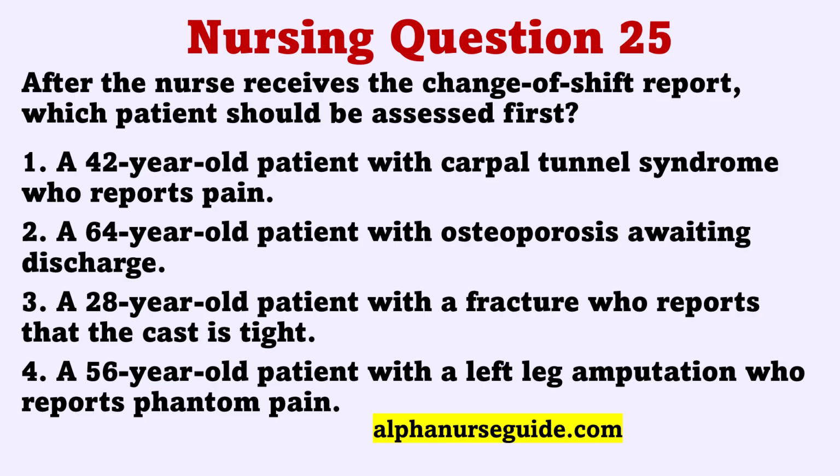The correct answer is 3. A 28-year-old patient with a fracture who reports that the cast is tight. Rationale. The patient with a tight cast is at risk for circulation impairment and peripheral nerve damage. Although all of the other patient's concerns are important and the nurse will want to see them as soon as possible, none of their complaints is urgent. The patient with the tight cast may have risk for injury to a limb, which is more urgent.